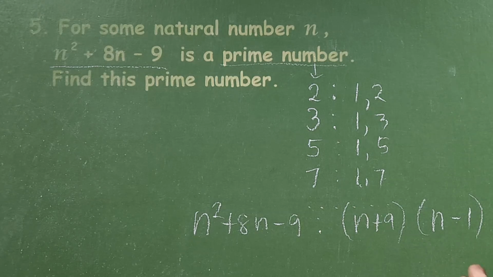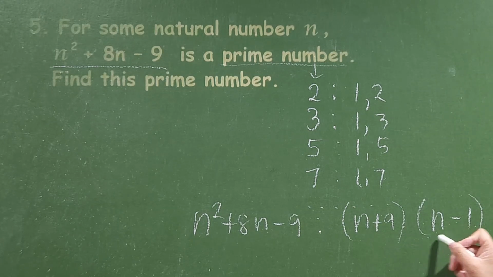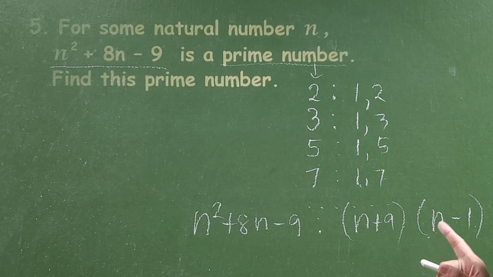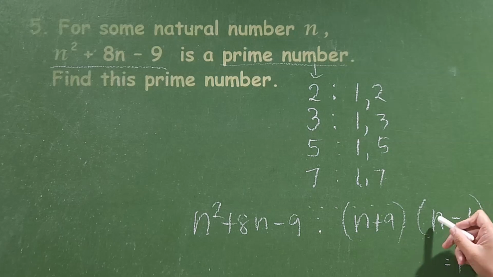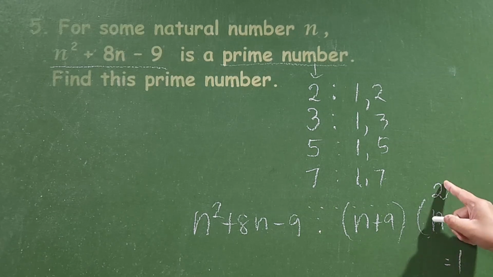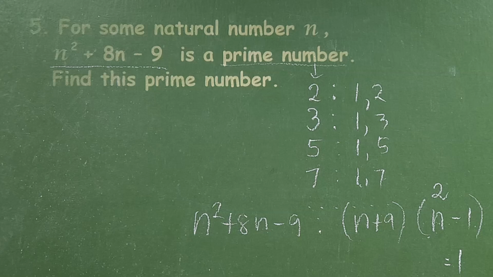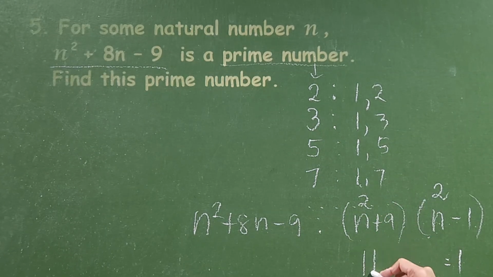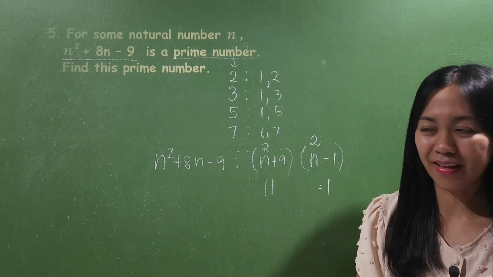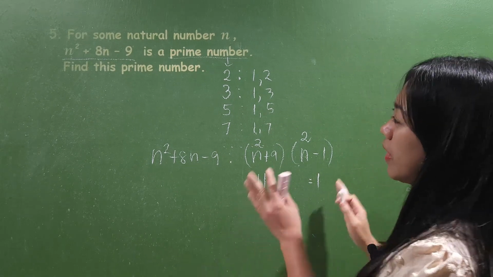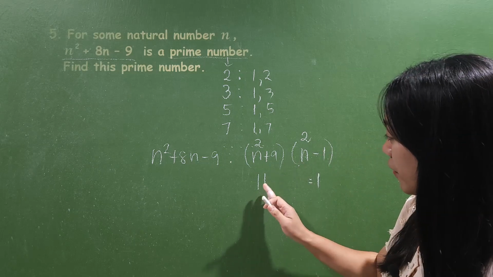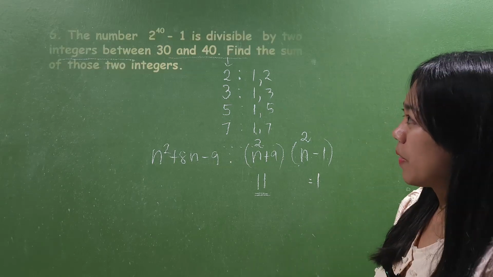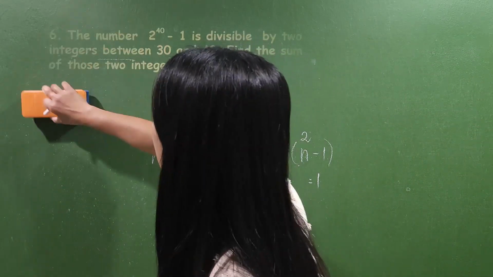So it means that n minus 1 is 1 because this is lower. If this is equal to 1, then n is 2 because 2 minus 1 is 1. Then n plus 9 is 2 plus 9, which is 11. So in this question, the prime number that we are referring to is 11. Okay, what about this another problem?